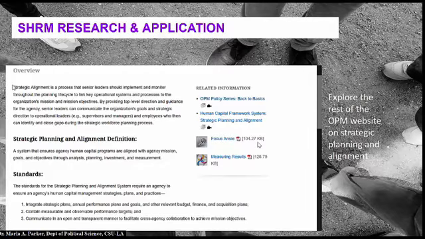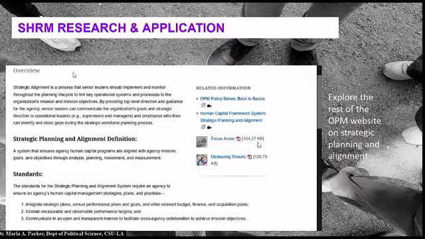So let's just take a brief look at some of what this says. According to OPM's website, strategic alignment is a process that senior leaders should implement and monitor throughout the planning lifecycle to link key operational systems and processes to the organization's mission and mission objectives.